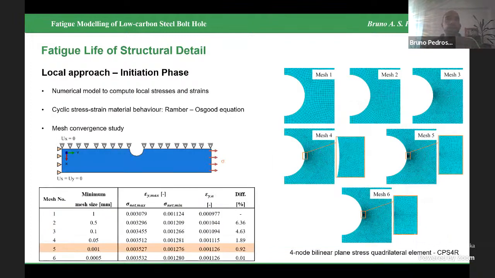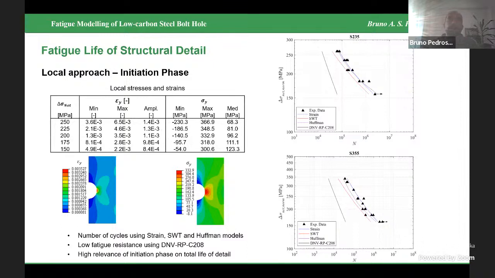So considering now the local approach to fatigue, for the crack initiation phase, the damage was assessed by means of a numerical model without crack and with the material behavior based on the cyclic curve from the Ramberg-Osgood formulation. A set of 5 different meshes were used in order to determine a local stress strain field independent of the mesh. With the final finite element model, the local stress strain field was determined for all stress ranges, allowing to compute the local damage and consequently the number of cycles based on the 3 damage models: strain, SWT, and Huffman model.